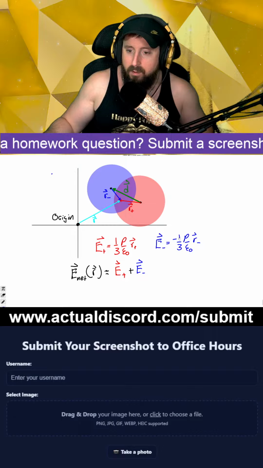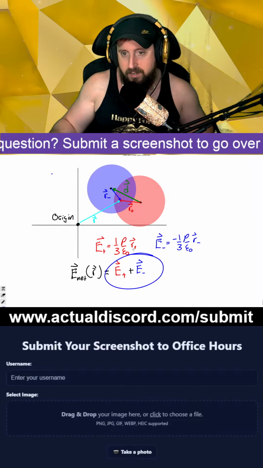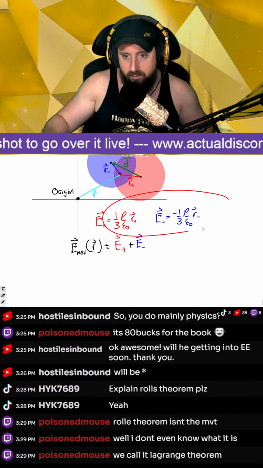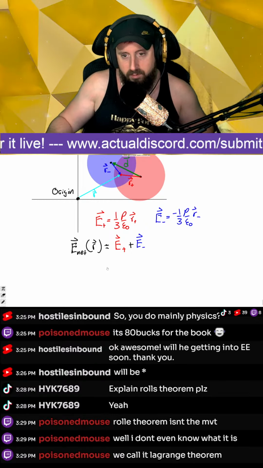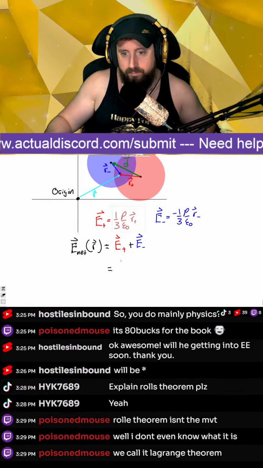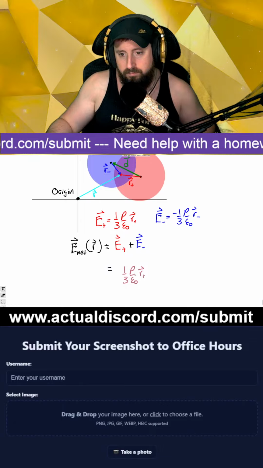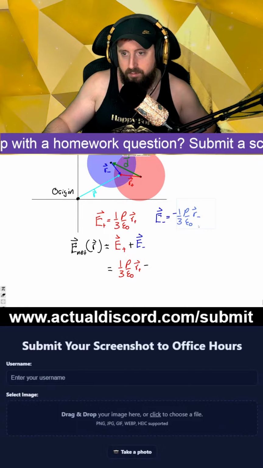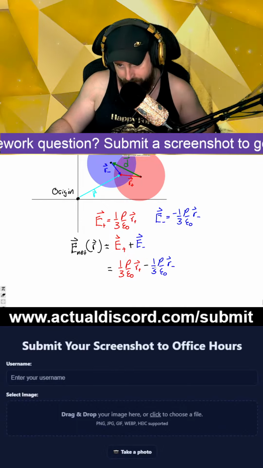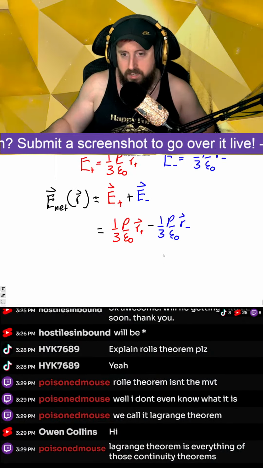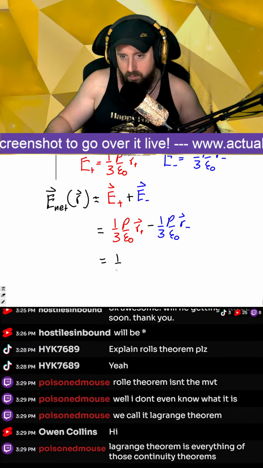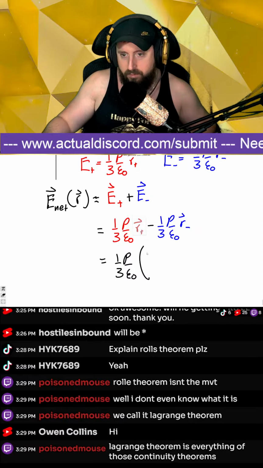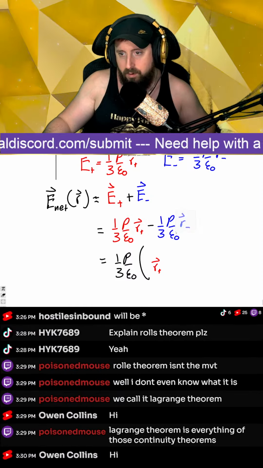Oh, okay. All right, so here we got E negative. Okay. So let's try to write this out. Right, E plus plus E minus. So that's going to be equal this, minus this, okay, which is going to be equal to 1/3 rho over epsilon naught, and then this is going to be r plus vector minus r minus vector.